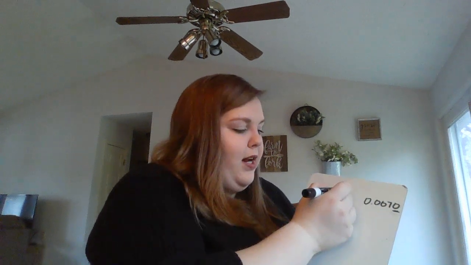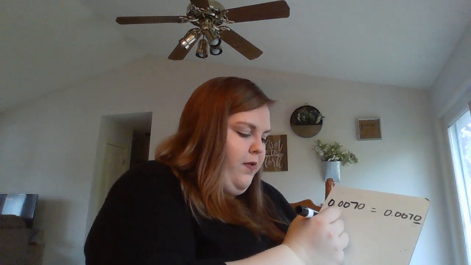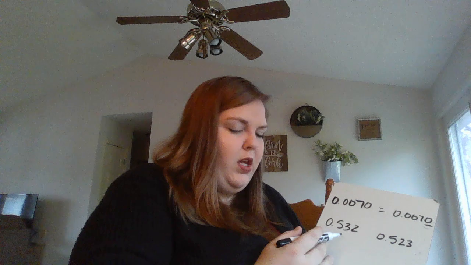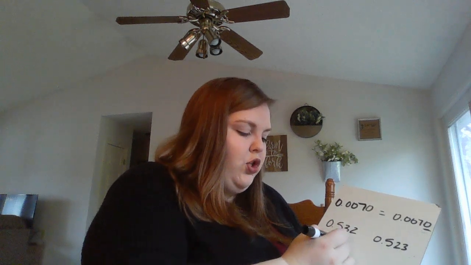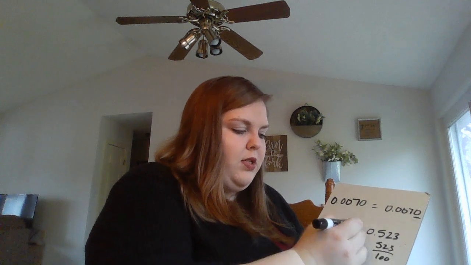Then we have 7 thousandths and 70 ten thousandths. Does this 0 make any difference? No. I can add a 0 here. They're equal. They're going to be the same thing. Then I have 532 thousandths compared to 523 thousandths. Well, think. I just said it. 532 out of 1,000 or 523 out of 1,000. It's pretty easy. 532 is going to be bigger.